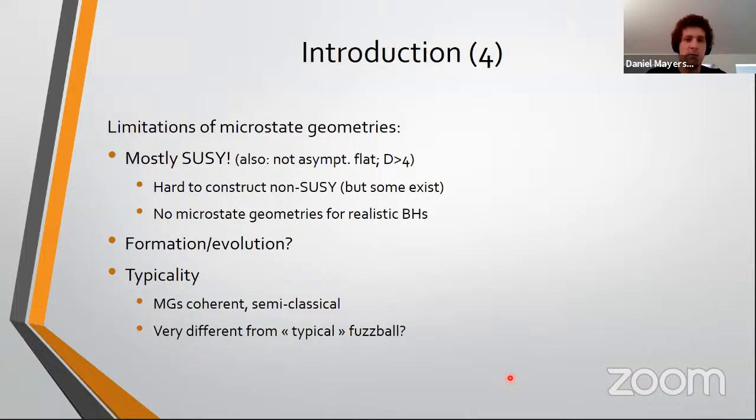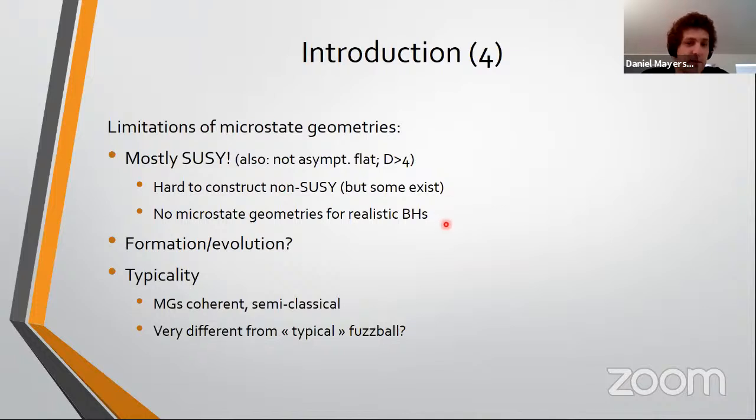Okay, now some limitations of these microstate geometries that might already be apparent from what I've been saying. One thing that I haven't said yet is that a lot of the microstate geometries that we have constructed are supersymmetric, right? A lot of them are also not asymptotically flat or live in higher dimensions, but let me not focus on that. This is more of a technical thing, right? It's just hard to construct these microstate geometries, and it's much harder to construct them if they're not supersymmetric. Nevertheless, some exist, and I will talk a little bit about some of these in a bit.